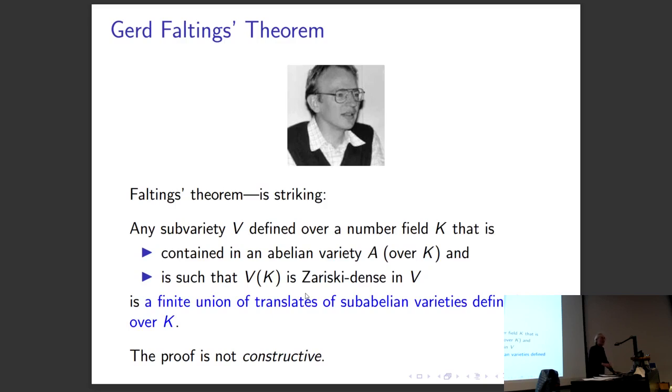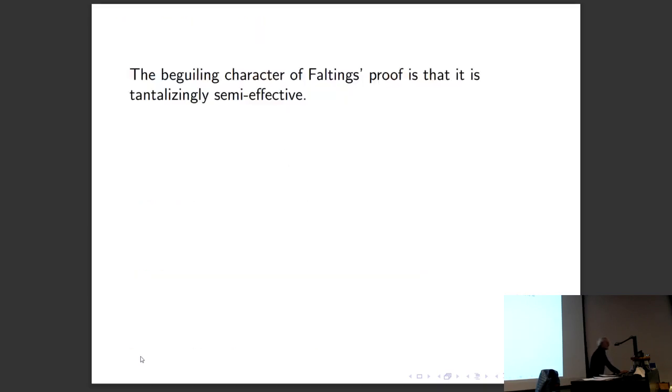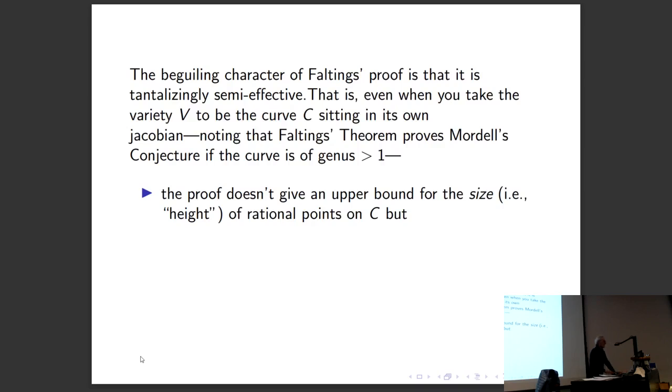If you go back to x1 of 31 and its situation, we'll discuss that much later. You will get an absolutely incredible uniformity statement. But of course, everything is not cheap. The proof is not constructive. It's tantalizingly semi-effective in the sense that even when you take the variety to be the curve sitting in its own Jacobian, Faltings' theorem proves Mordell's conjecture.